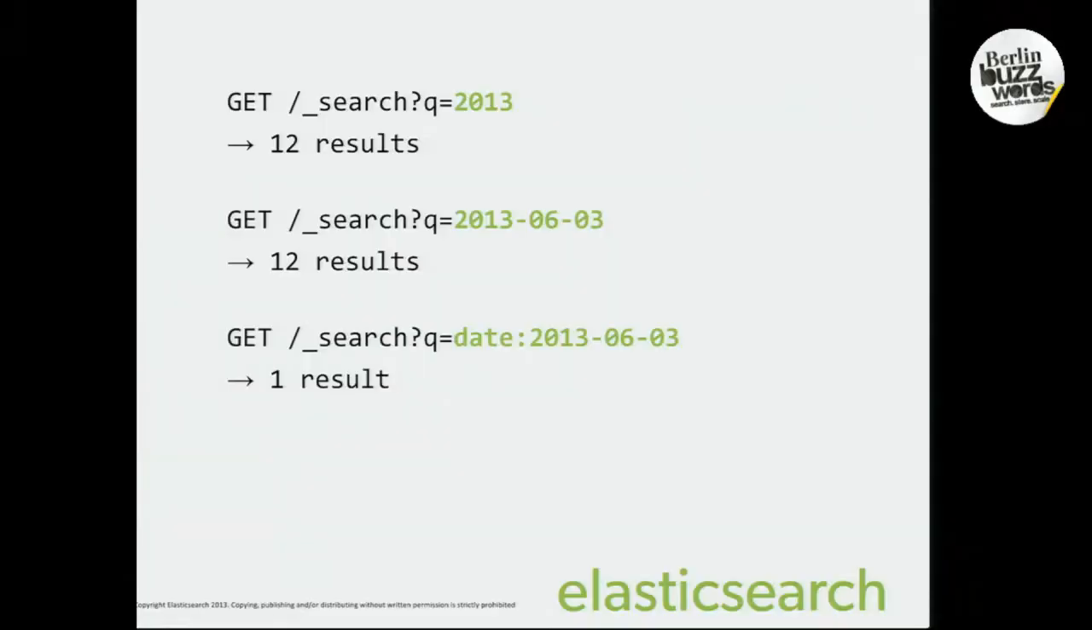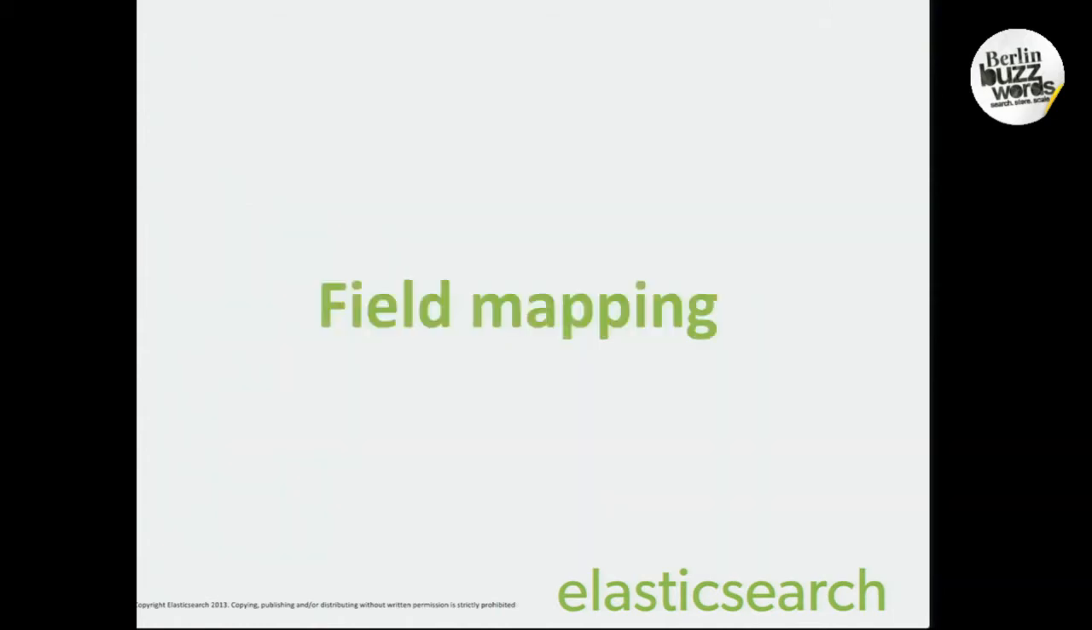Searching for the exact date in the date field correctly gets you one result, and searching for this exact date doesn't give you any because that exact value does not exist in the date field. Okay. So field mapping is important, understanding how your data is being indexed and telling Elasticsearch about your data so that it can index it appropriately.